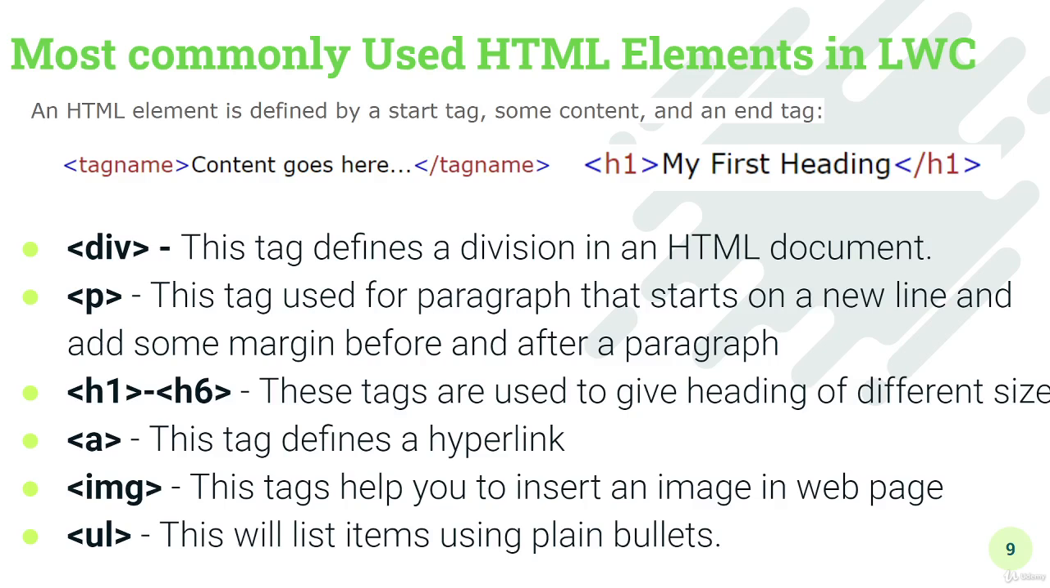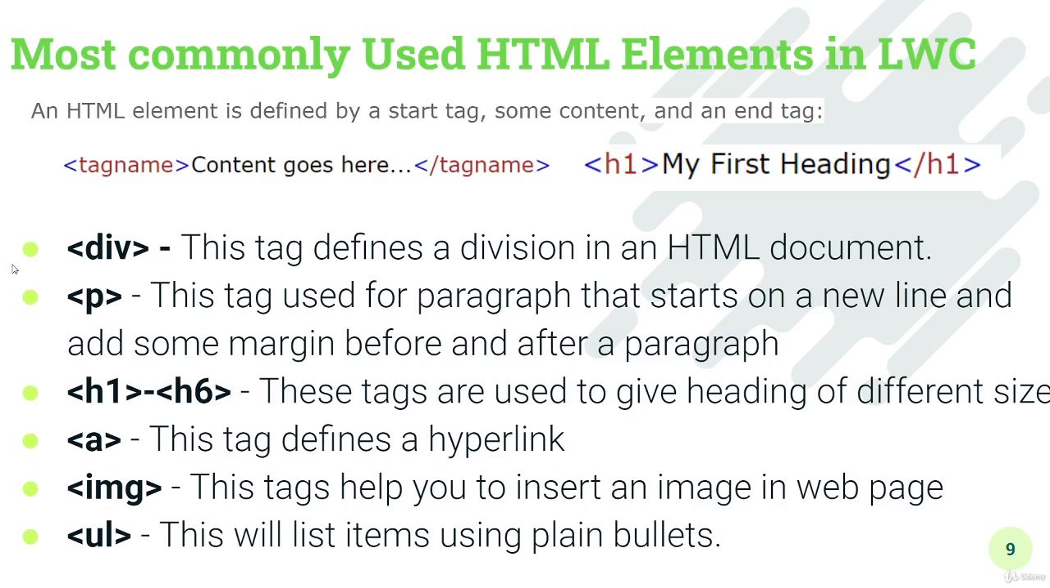Then we have h1 to h6. If you want to embed a heading in the document or on the page, we use these tags. Then we have the a tag, that is the anchor tag. If you want to embed a link for a website, you use the anchor tag. Then we have the image tag. If you want to embed an image in the web page, we go with the image tag. We have the ul tag. If you want to show a list of items on the web page, we go with the ul tag.